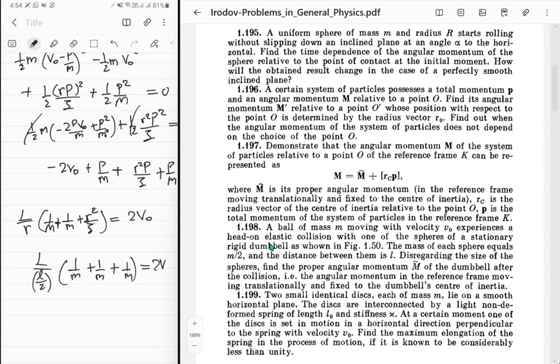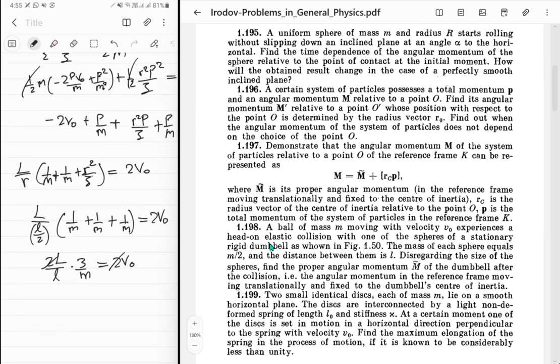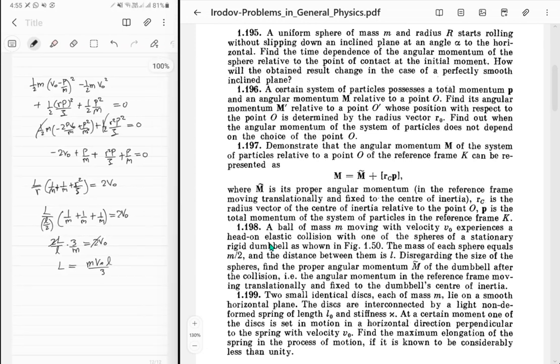That's equal to 2v naught. Right. So that just becomes 2L upon L, and that times 3 upon M is equal to 2v naught. So that cancels. You just get L is equal to mv naught times L upon 3. So right, there we go.